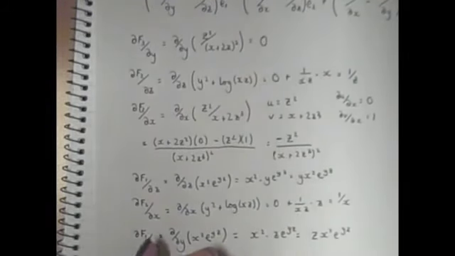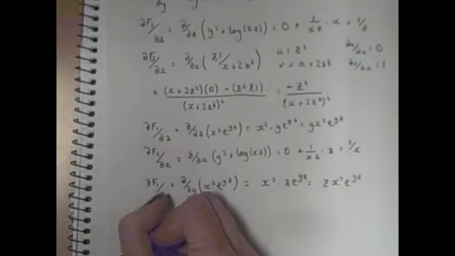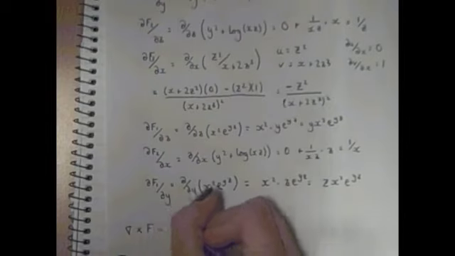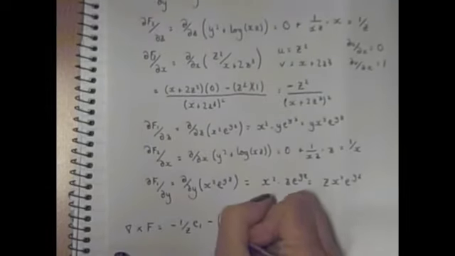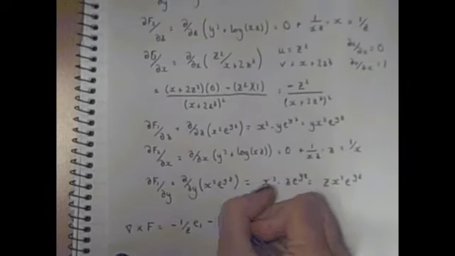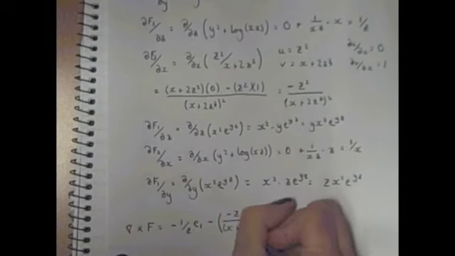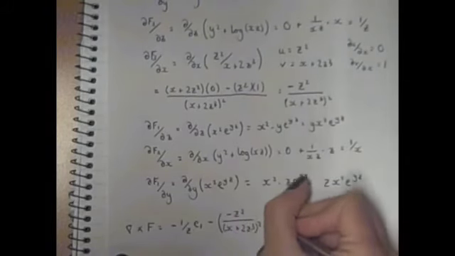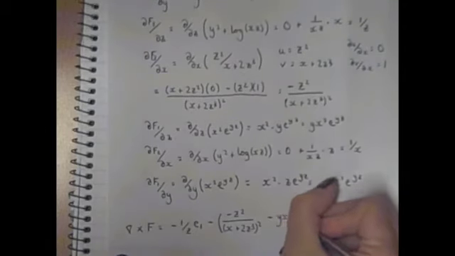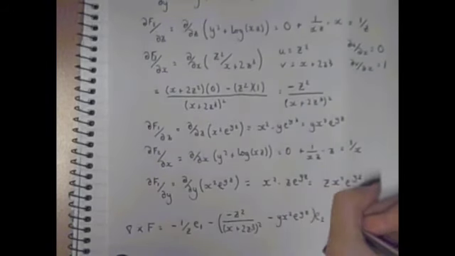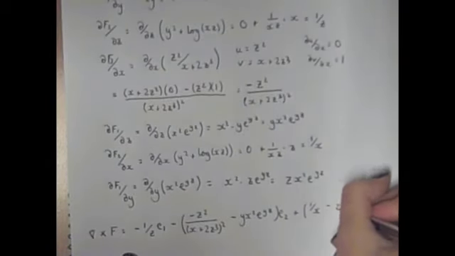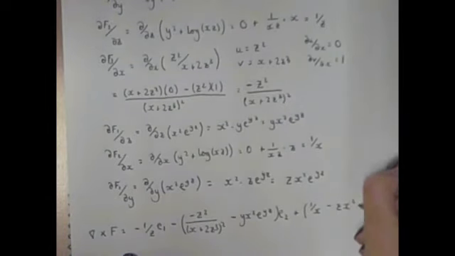Finally, substituting back into the original equation, we get minus 1 over z times e1, minus z squared all over (x plus 2z) cubed squared minus y x squared e to the yz times e2, plus 1 over x minus z x squared e to the yz times e3.